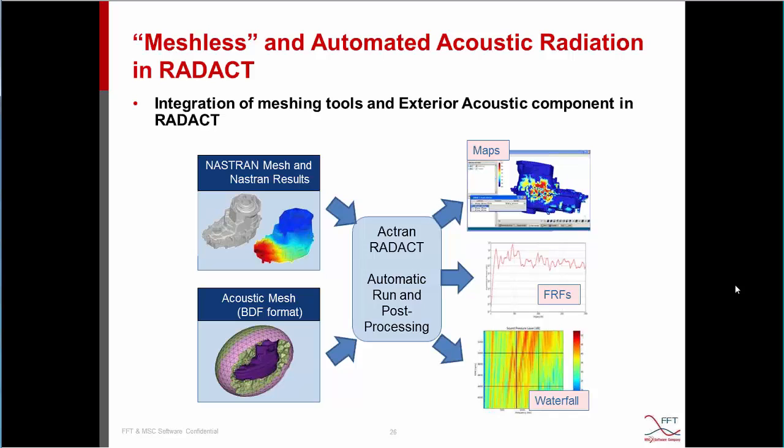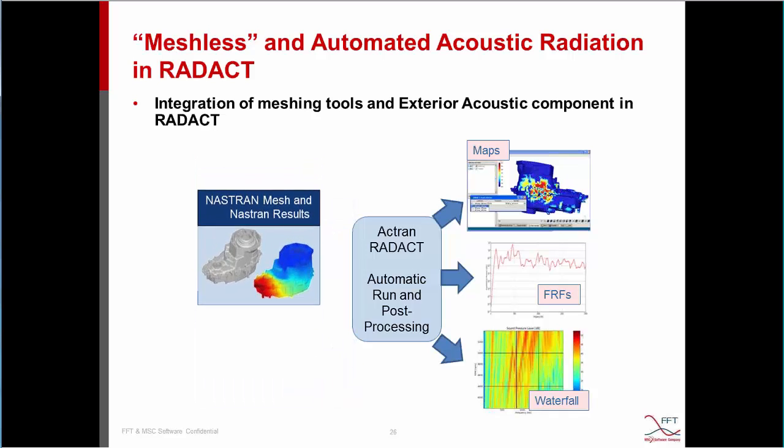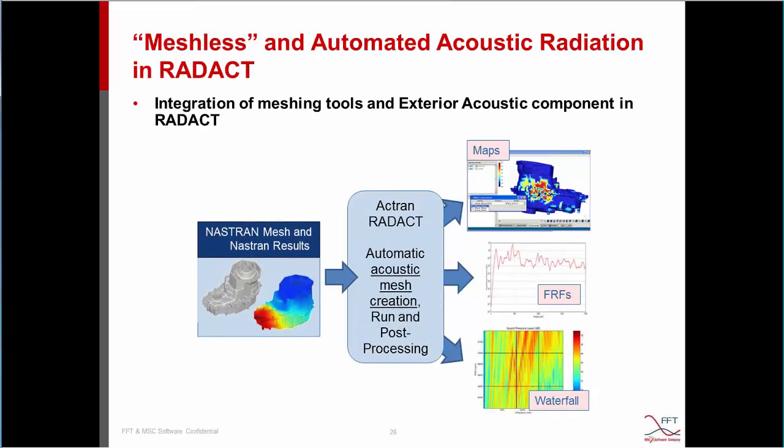Before going through the demonstration, I just wanted to say a few words about RADACT. RADACT is a module of Actran that is used to perform acoustic radiation analysis in batch mode based on an Actran formatted structure mesh, structure results, and acoustic mesh. From these inputs, RADACT is able to generate the Actran input file, compute the acoustic radiation analysis, and then post-process results to provide acoustic indicators such as frequency response functions, maps, or waterfall diagrams. In Actran 15, we integrated meshing tools and exterior acoustic components inside RADACT, so it is no longer needed to provide the acoustic mesh, and instead RADACT will use the mesh of the structure model to create the acoustic mesh, and then it will create the input file, run the calculation, and post-process the results.